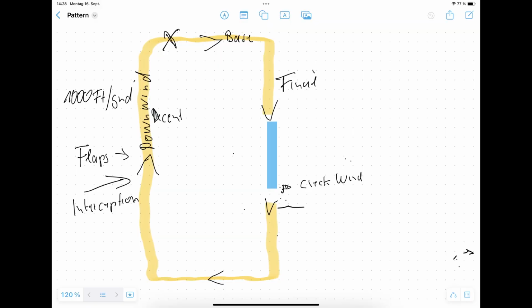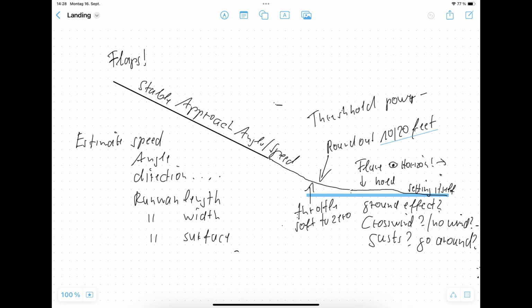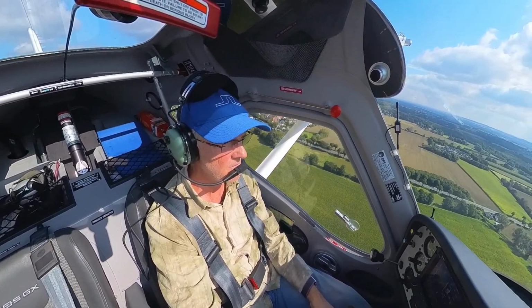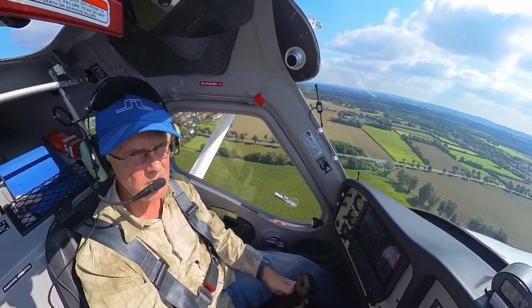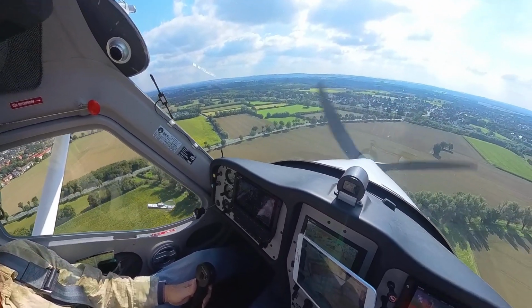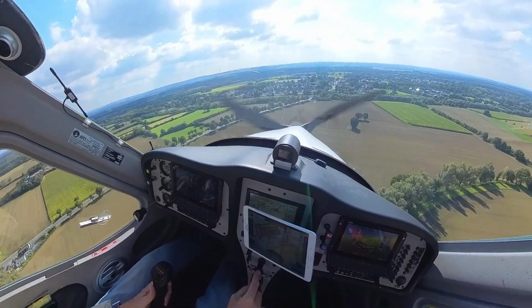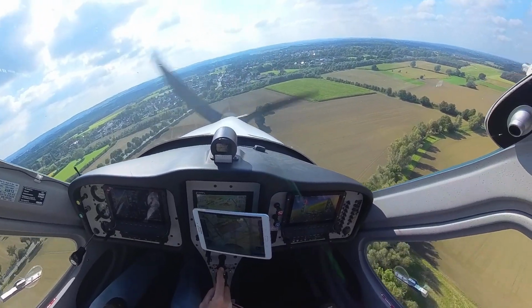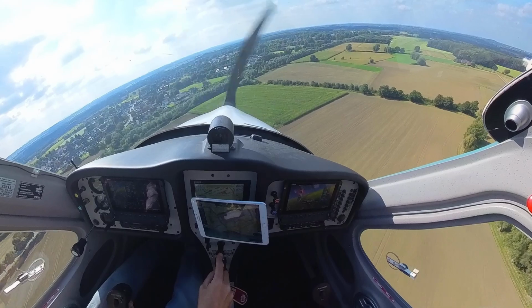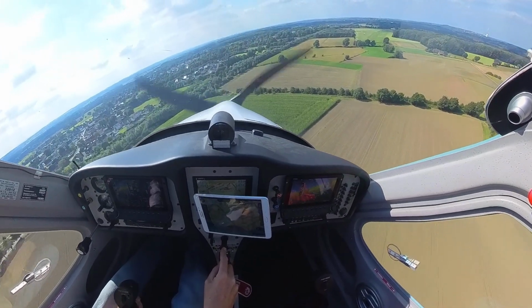You have this pattern again: downwind, base, final, and then stable approach. Watch out for all these problems you might have if the wind's coming from one direction or the other. And there are millions of things that can happen. So no landing is like the other. It's just a matter of experience. I've got about 1,000 or even more landings right now, and each landing is different.